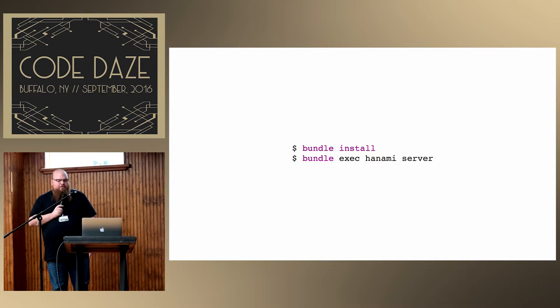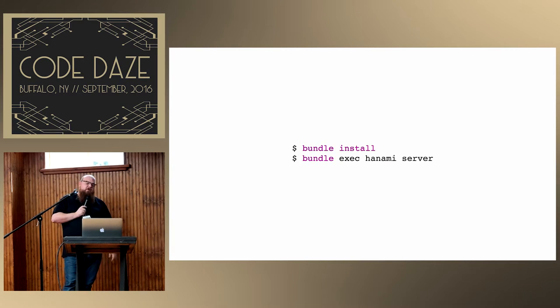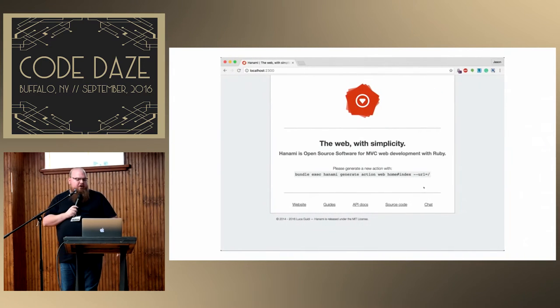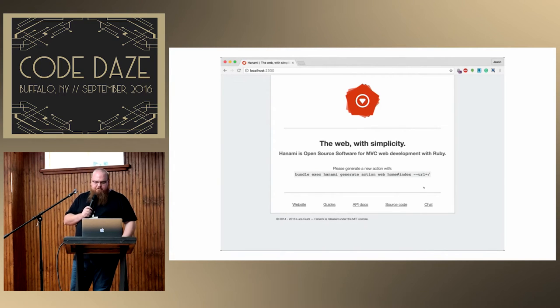So once you do that, you just bundle install, get all your dependencies installed, and then bundle exec hanami server will actually start up a Hanami server, port 2300, and this is where you get after all that. So not too bad to actually just get something on the page.